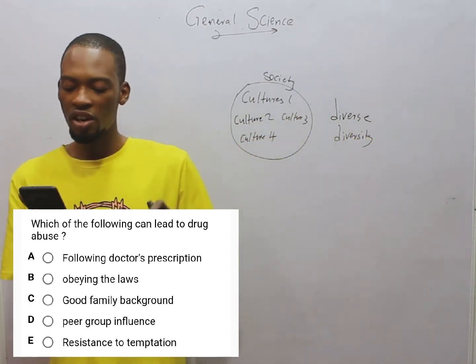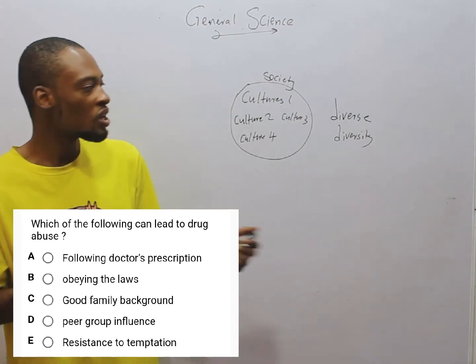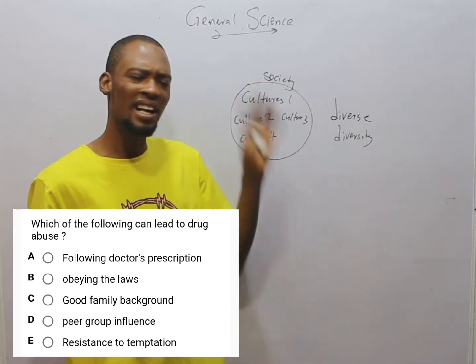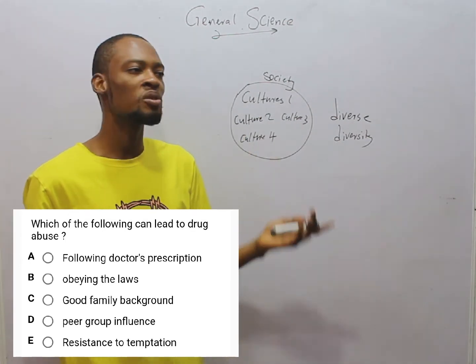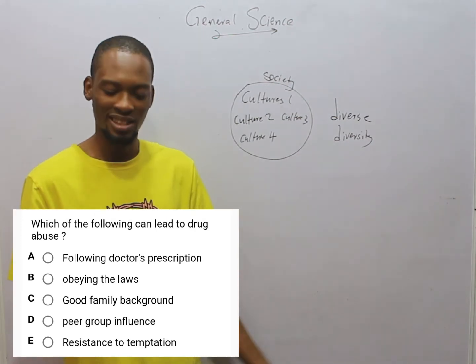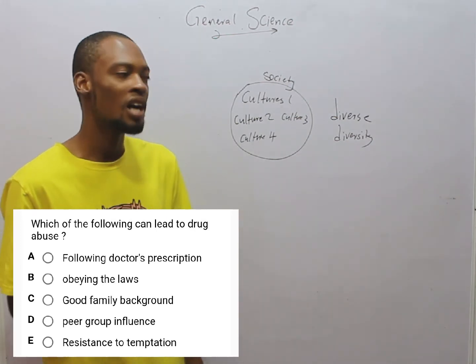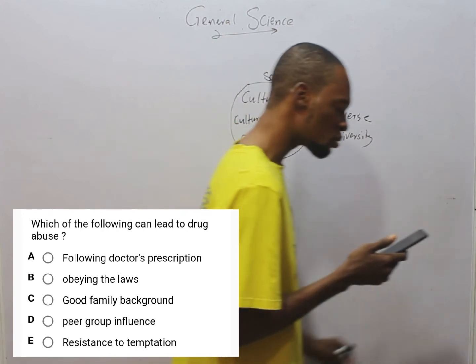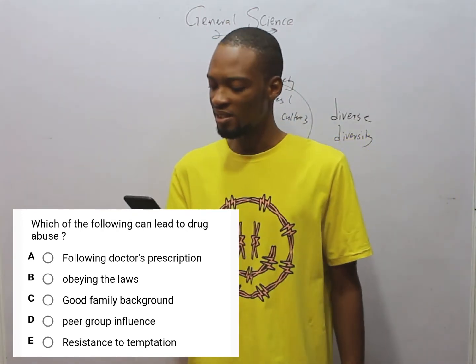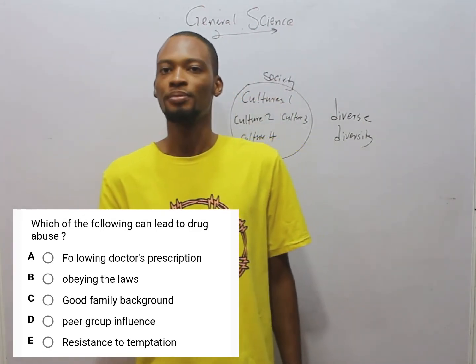Option E says resistance to temptation. When your friends come, don't study, don't be serious, your mom, leave her, disobey her, and you say, no, I'll respect my mom, I'll be serious, I'll be good. In that case, you are resisting temptation. And when you resist temptation, it will not lead to drug abuse. So, option D is the correct option.